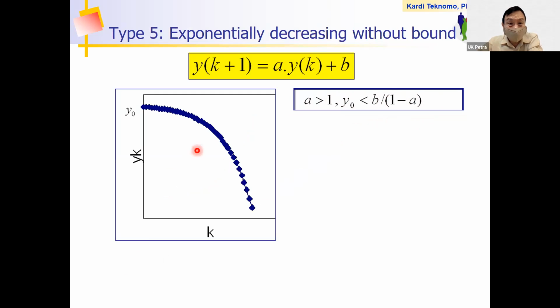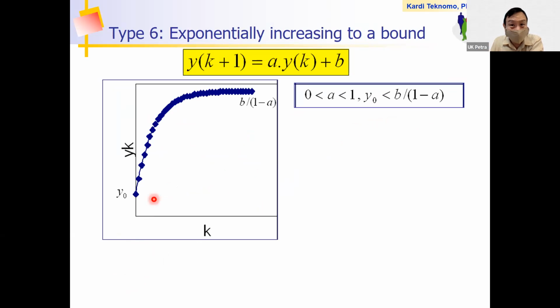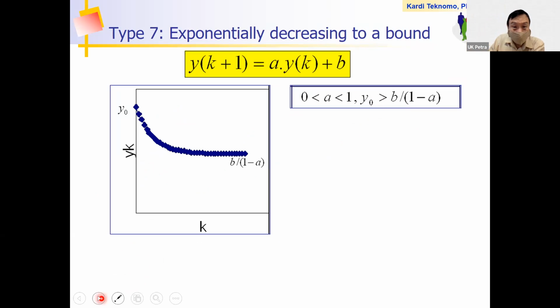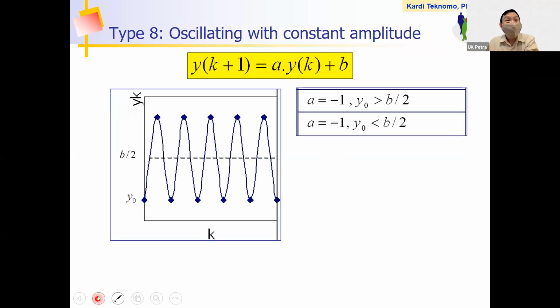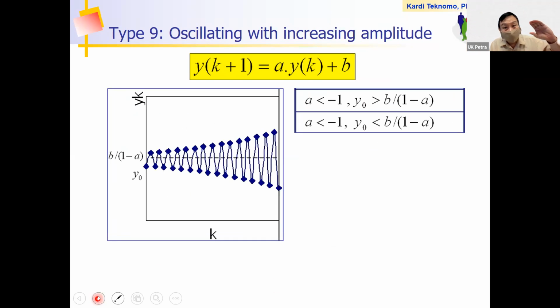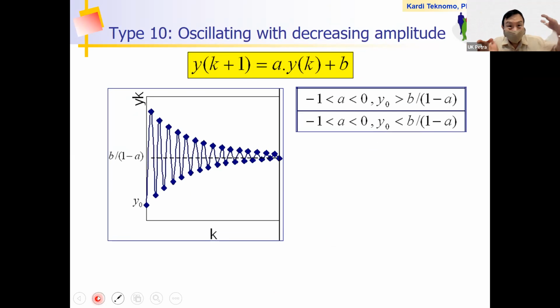And you can also have this behavior, exponentially decreasing without bound. Or exponentially increasing to a bound. Or exponentially decreasing to a bound. This is asymptotic, right? And then you can also create an oscillation with constant amplitude, or oscillating with increasing amplitude, or oscillating with decreasing amplitude.